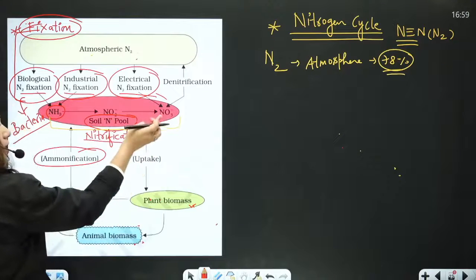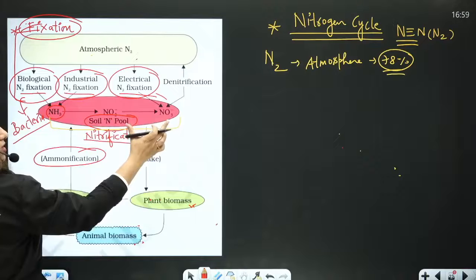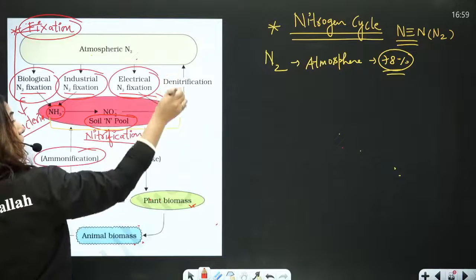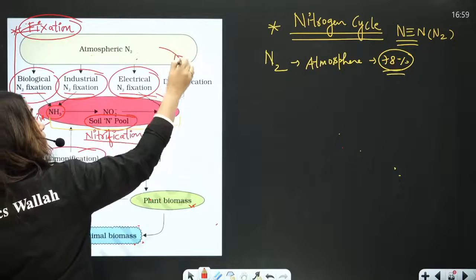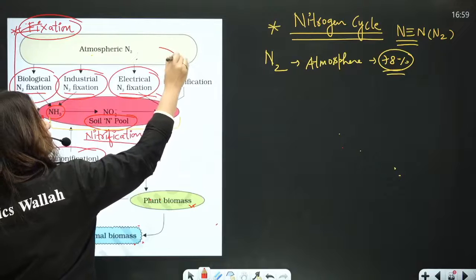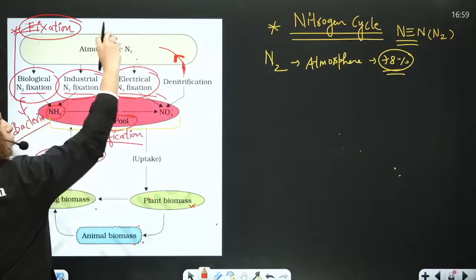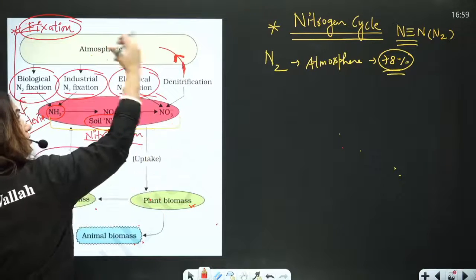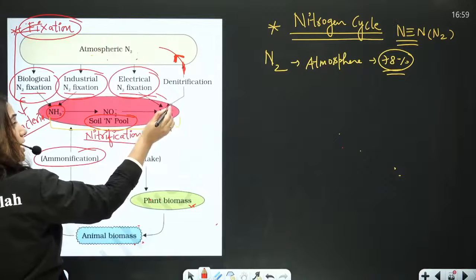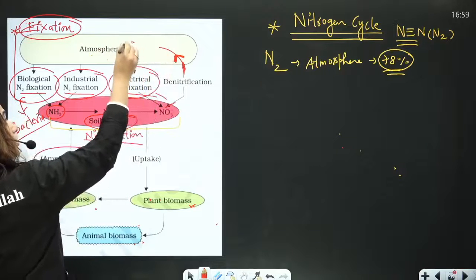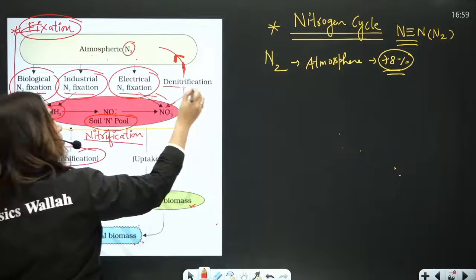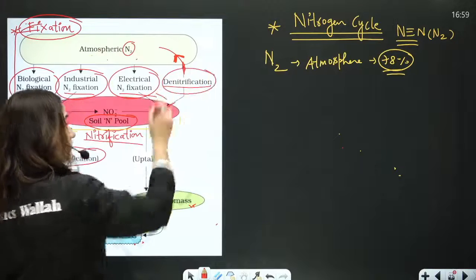And then the conversion of these oxides of nitrogen again to atmospheric nitrogen, when the cycle will complete, whatever has been taken must be returned, right? So these nitrites are again converted into N2, and this is called denitrification.